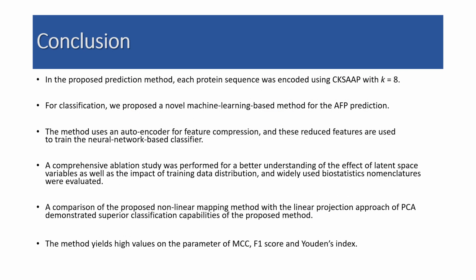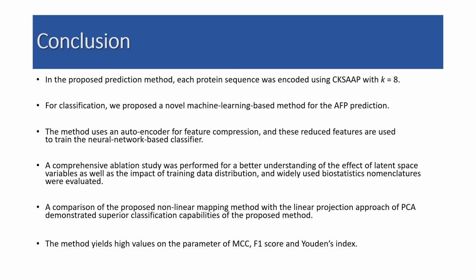This brings us to the conclusion of the presentation. So herein we proposed a prediction method for antifreeze proteins in which each protein sequence was encoded using CKSAAP with k equal to 8. For classification, we proposed a novel machine learning based method for the AFP prediction, which uses an autoencoder for feature compression, and these reduced features are used to train the neural network based classifier.